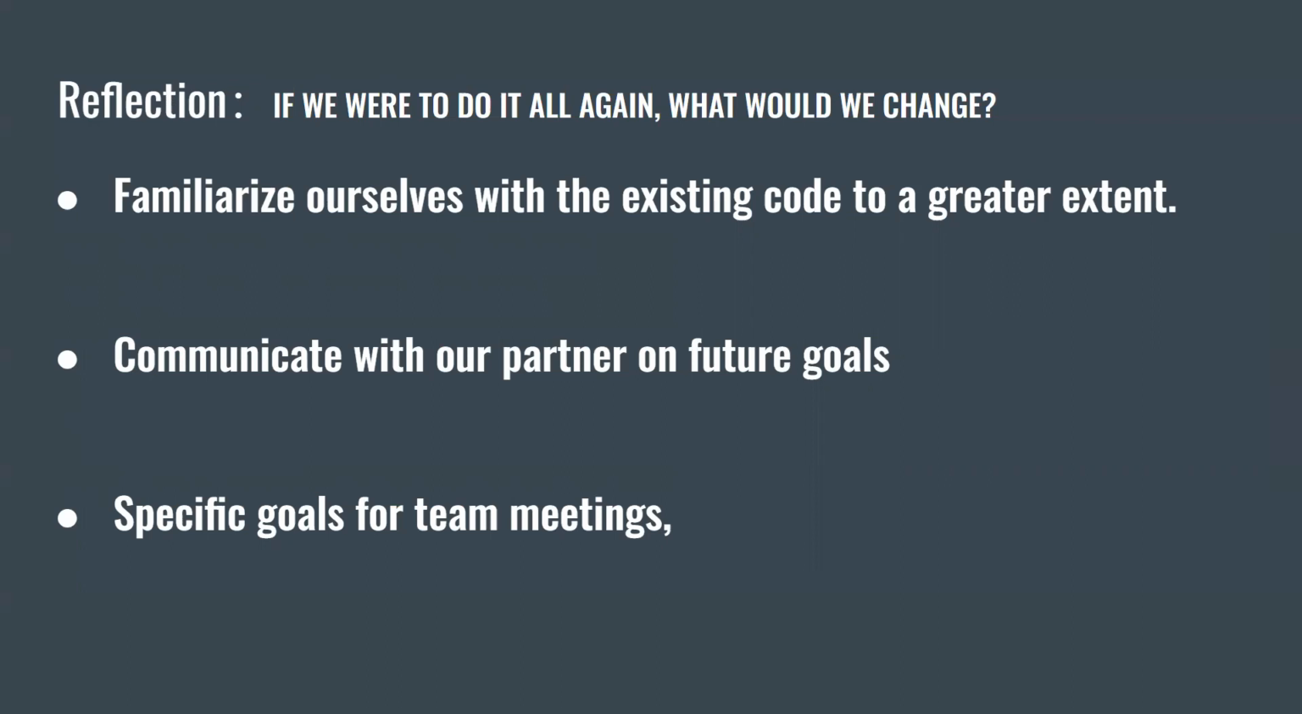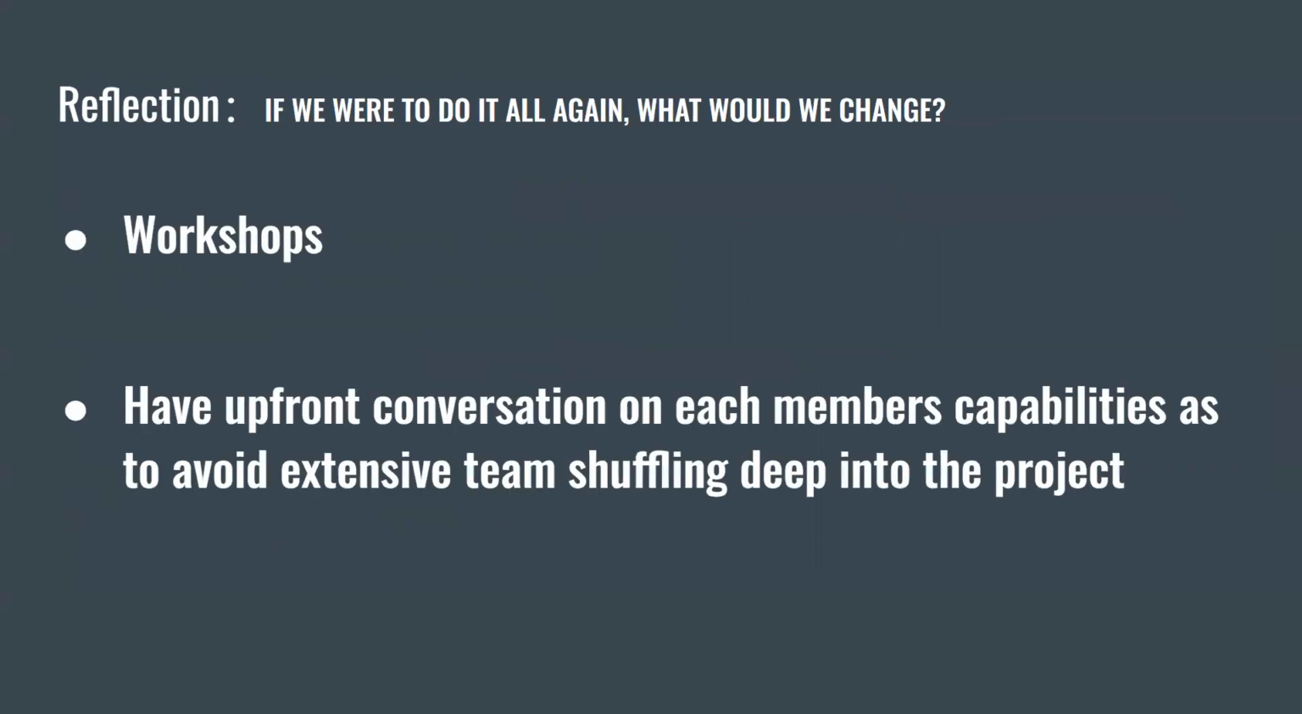A third thing is specific goals for team meetings, so everyone knows what to prep and what to come out of the meeting with, so there's clear direction and objective. Workshops for Git and maybe Vue would have been helpful at the beginning of the project. We had a teammate that was very well versed in Git, for example, and was willing to give some of her time to put a small workshop on for us to help us better understand, but unfortunately it never materialized. Having upfront and honest conversations on each team member's capabilities would have avoided extensive team shuffling deep into the project and made the overall process smoother.